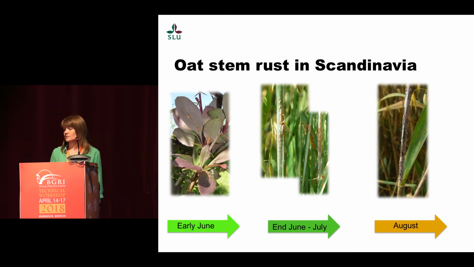If we had talked about yellow rust, which does not have a sexual population in Sweden, you would have seen the first pustules in the field probably around early June. So that's quite different.